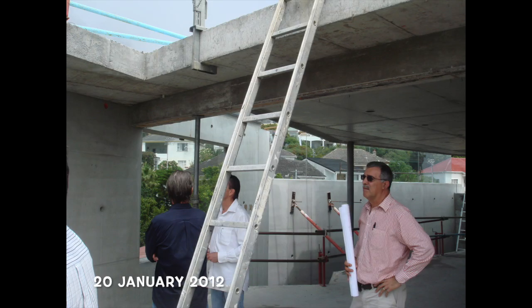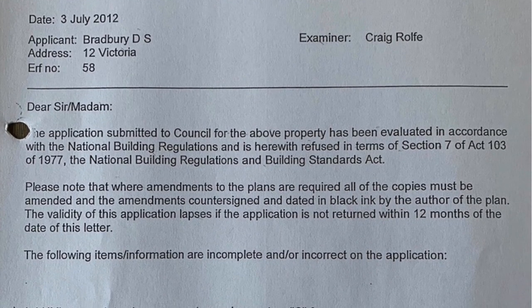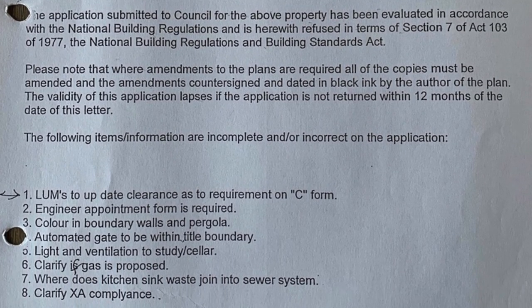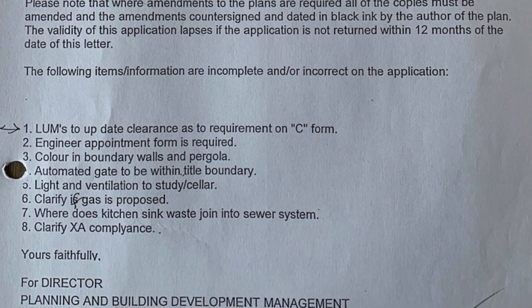Ozzy Gonzalez and Stephen Wilkinson did another site inspection on the 20th of January 2012. Ozzy Gonzalez is to the right with a rolled up set of plans. Again, he was informed the boundary walls had no planning approval, but once again, he did nothing. On the 3rd of July 2012, Mr. Greg Rolfe, who is the plans examiner, he's actually approved all the plans.